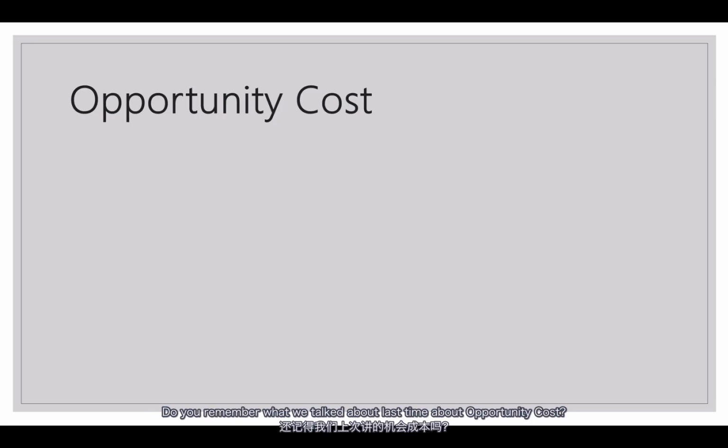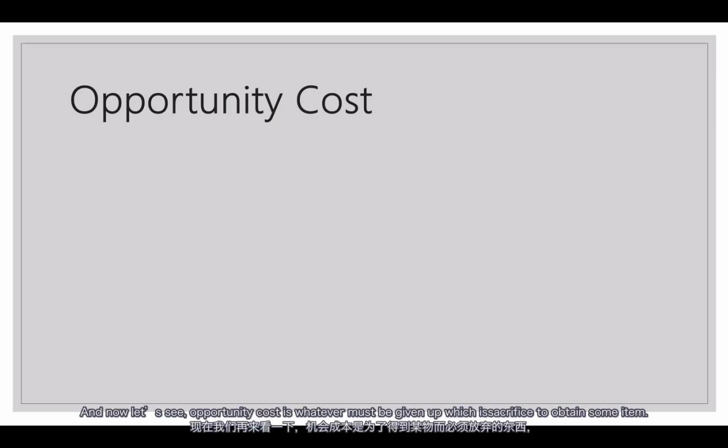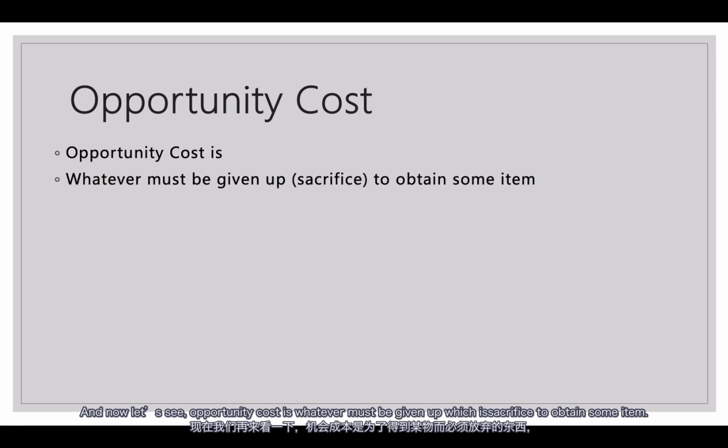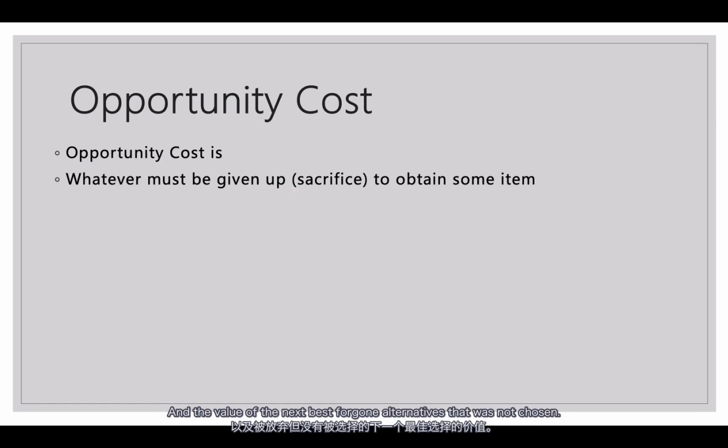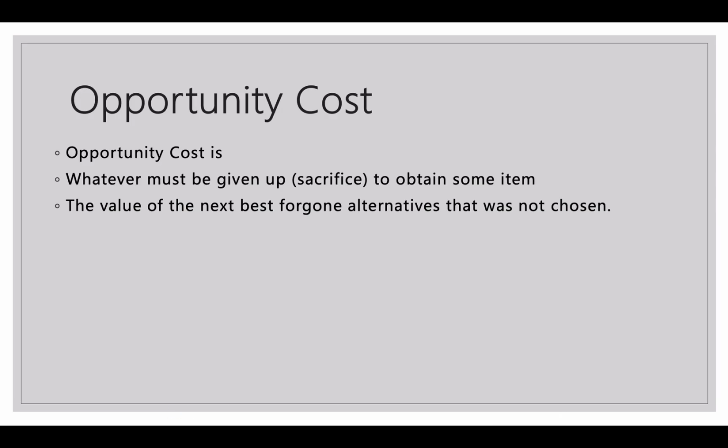Do you remember what we talked about last time about opportunity cost? The definition, right? Now, let's give a quick review. Opportunity cost, the real cost of something, is what you must give up. And we've watched the graph of opportunity cost. Opportunity cost is whatever must be given up, which is the sacrifice to obtain some item, and the value of the next best foregone alternative that was not chosen.